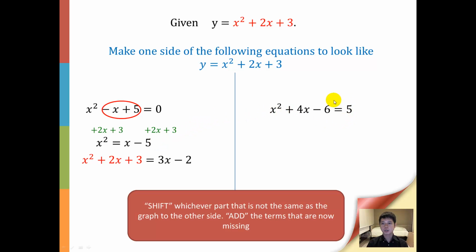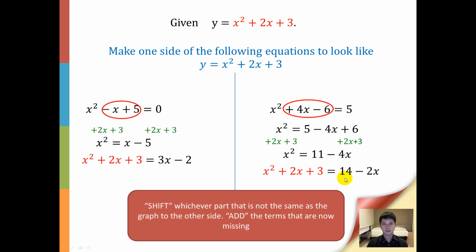Now let's try one last equation here. Yes, this part here is different from the equation of the curve, and hence we will need to shift it to the other side. Simplifying the right hand side, we will now have this. Now how do we make this the same as the curve here? And yes, we need to add 2x plus 3 on both sides. And then we will have this. Now it is very important to learn how to do this, because later on we will need to use the curve here to help us solve equations like this.